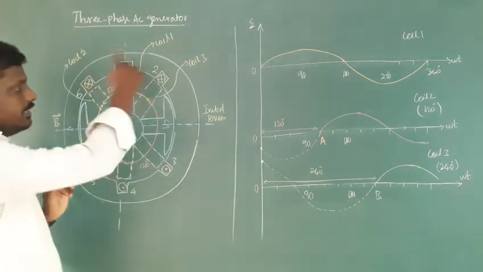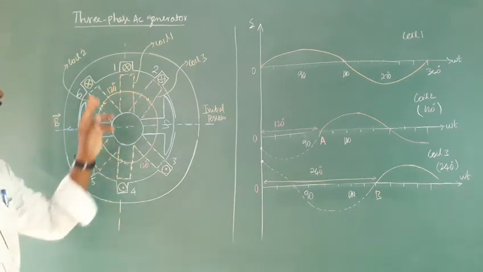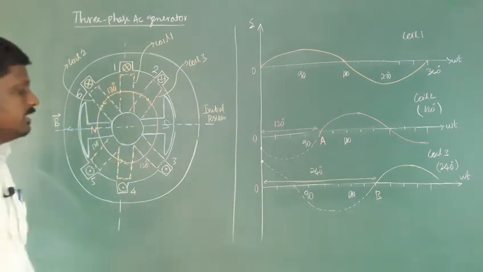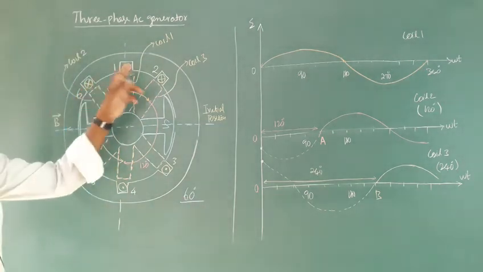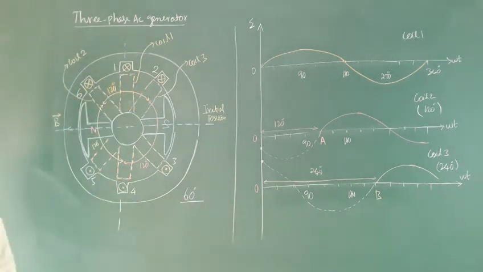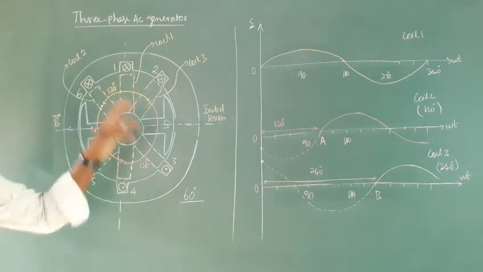Consider the stator has 6 slots: 1, 2, 3, 4 and so on. Each slot is separated by 60 degrees, so slot 1 and slot 2 are 60 degrees away. Six different conductors are placed in the slots and connected to form coils.